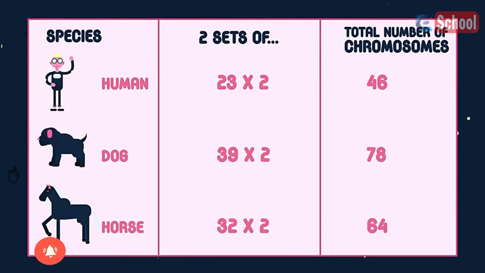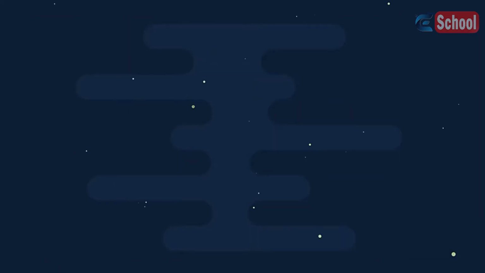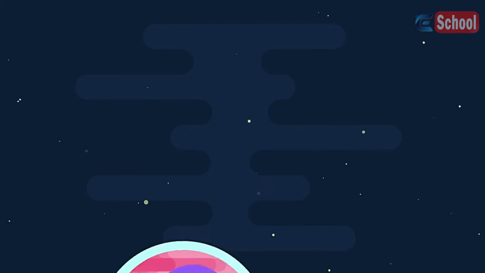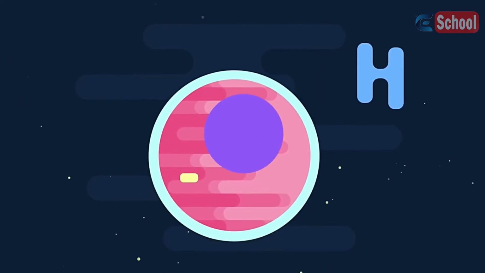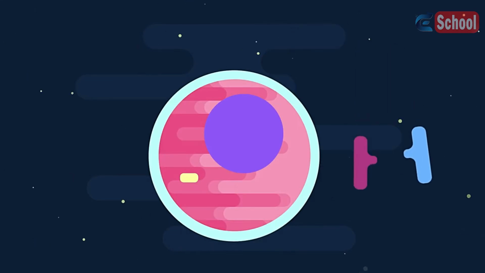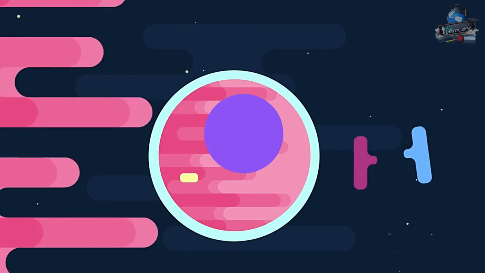Different organisms have different numbers of chromosomes. And to keep it simple, we are just going to look at what happens to one pair of chromosomes during cell division. Before we start, just a quick reminder that a chromosome is made up of two chromatids, one from the mother and one from the father.